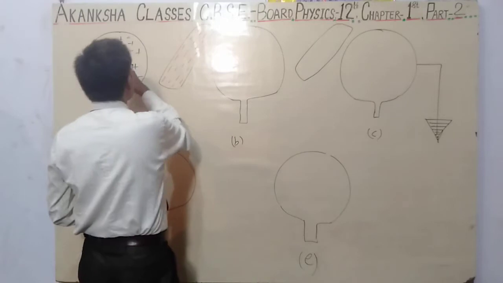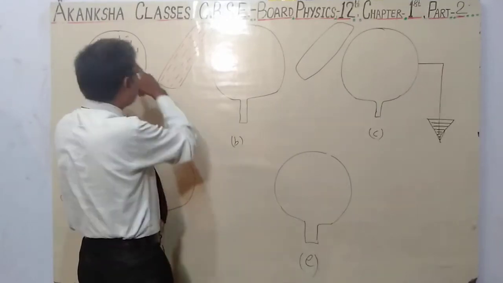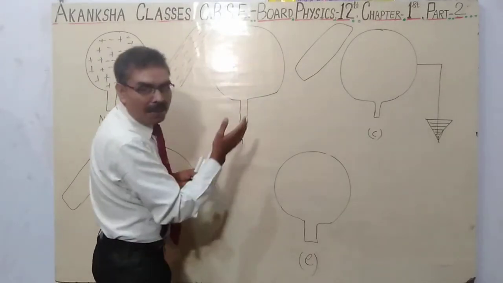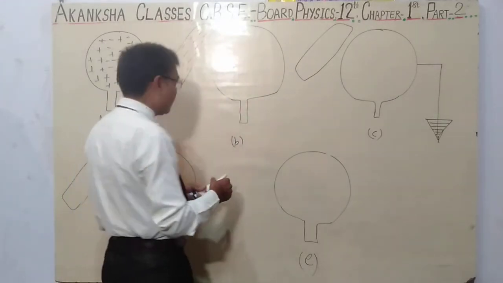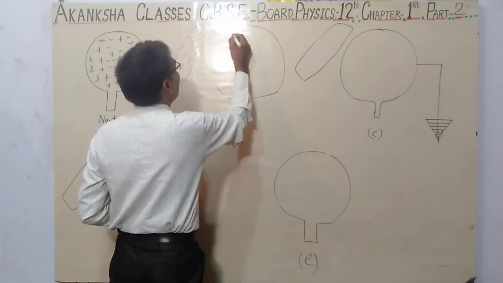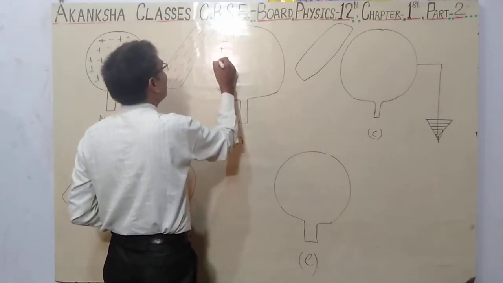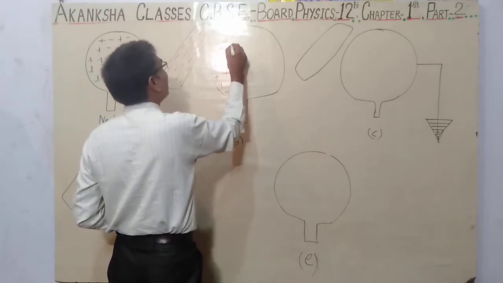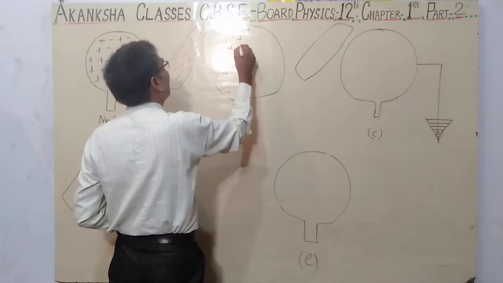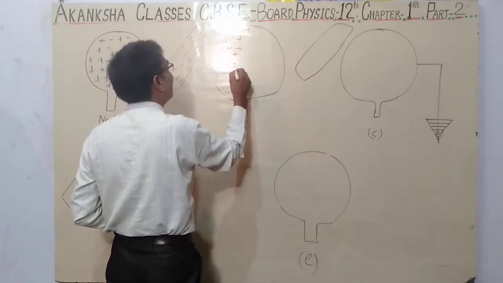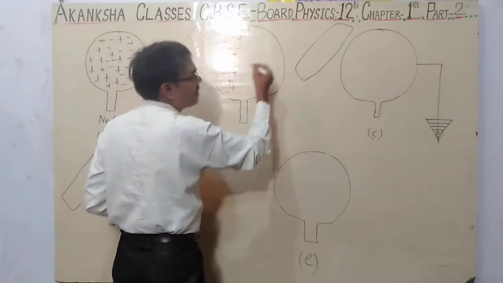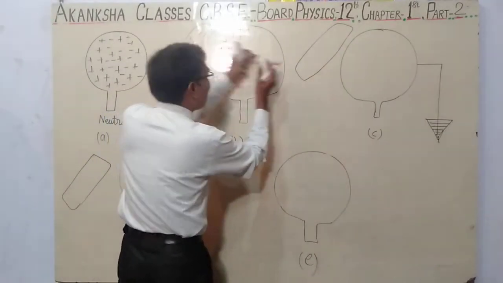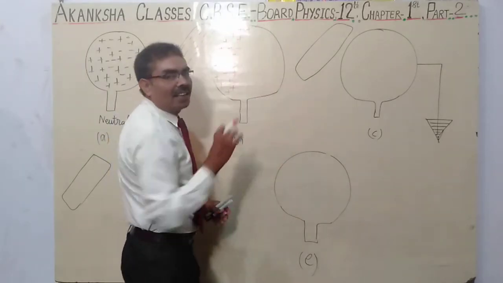The charges that are positively indicated, means positive charge, will be attracted by negative charge. Thus the situation will look like this. Positive charges will concentrate towards the negative charge and the negative charge will be on that side, because negative charge repels the negative charge of the metallic sphere.